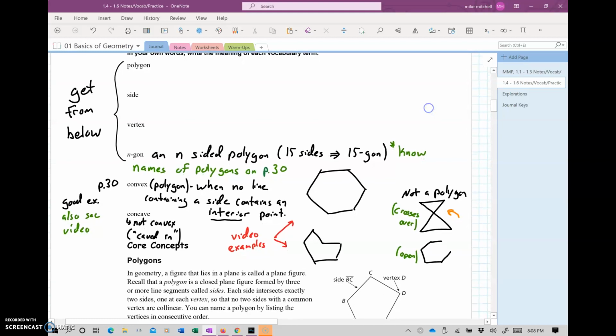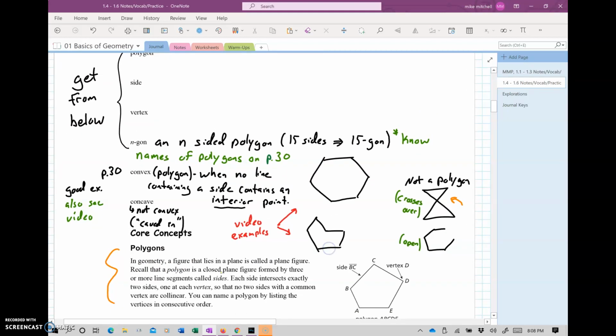Polygon, side, vertex. You can get all those from right down in this area. A polygon is a closed plane figure formed by three or more line segments called sides. Three or more means a triangle or more sides. It can't be open like this; that's what it means by closed. It's got to connect all the sides. It can't cross over like this one right here. Those aren't polygons. Couple of examples.